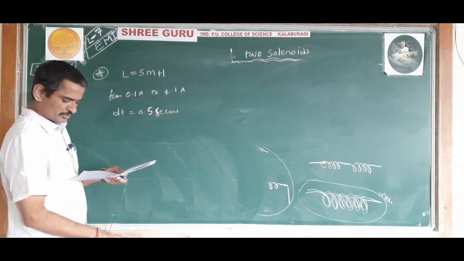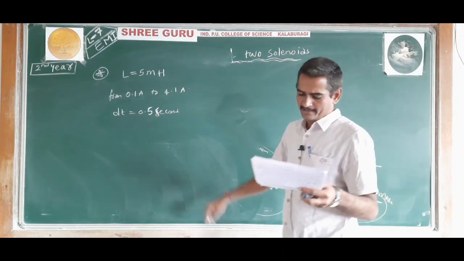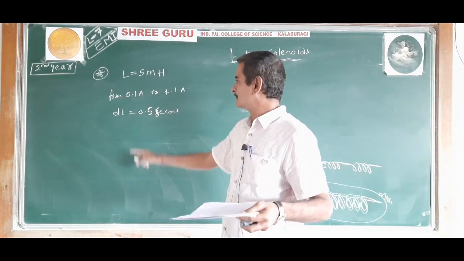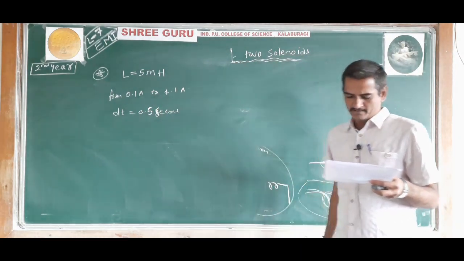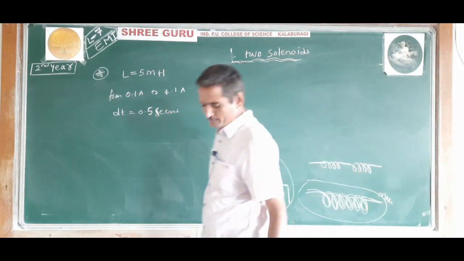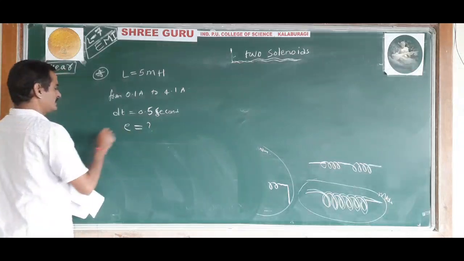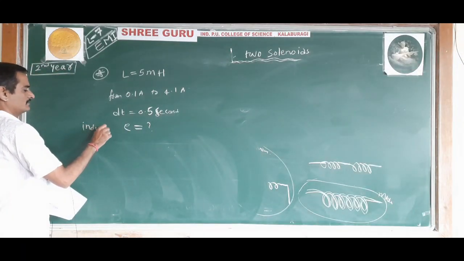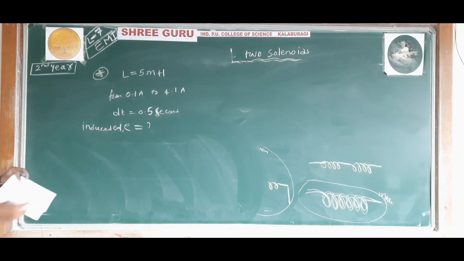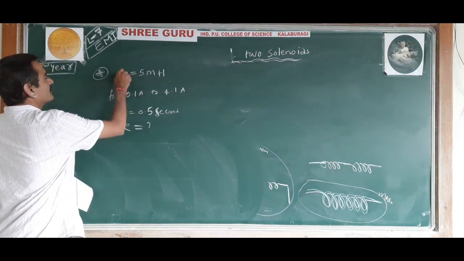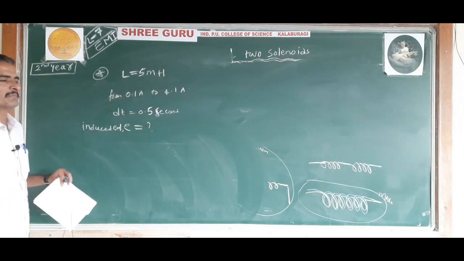A coil has an inductance of 5 millihenry. In it, current changes from 0.1 ampere to 4.1 ampere in 0.5 second. Calculate the induced EMF. So, induced EMF is equal to question mark. Understood? Okay. So, the inductance of the coil is given as 5 millihenry, that is self-inductance is 5 millihenry.